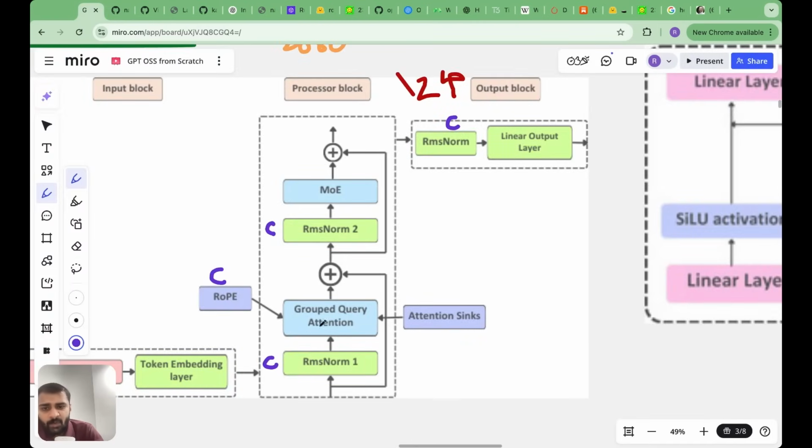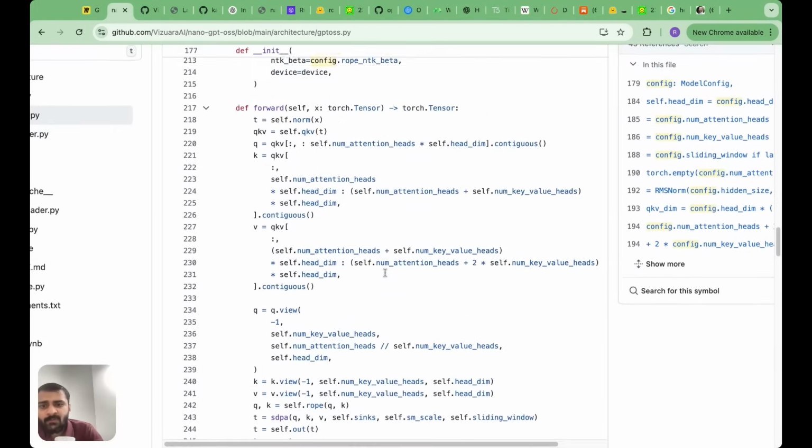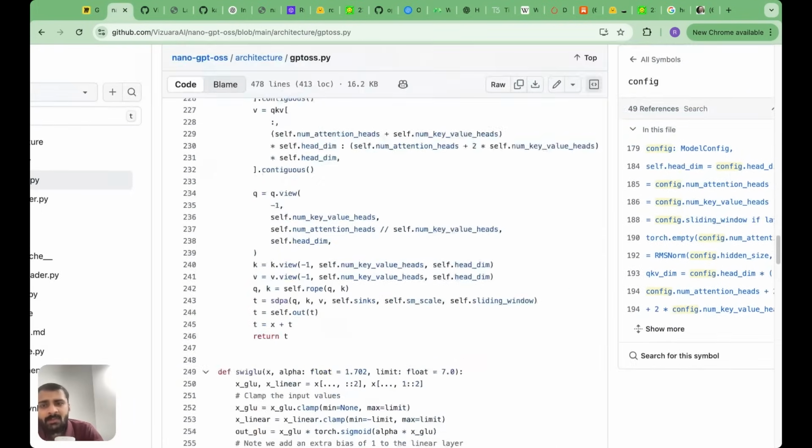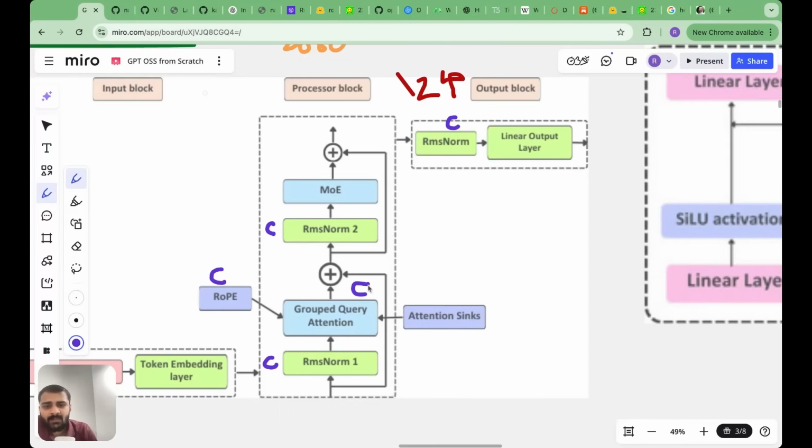Remember that there is an RMS normalization before this attention, right? So that is actually included in the attention block class itself. If you scroll down below, but first let me explain the different classes. So this is the attention block class. I'll mark it with a C over here.